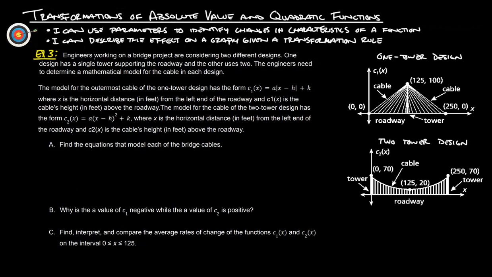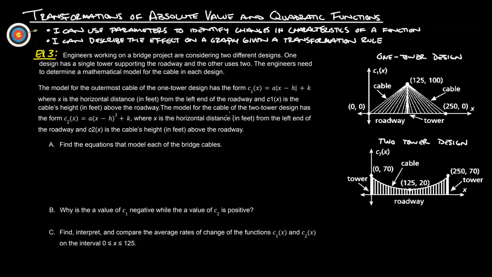Okay. Engineers working on a bridge project are considering 2 different designs. Here they are. One design has a single tower supporting the roadway. Look, absolute value, quadratic. Okay. The model for the outermost cable of the one tower design, this one here, is in the form, here's the formula basically, where x is the horizontal distance in feet from the left end of the roadway, and C1 is the cable's height in feet above the roadway. So that's there, okay.